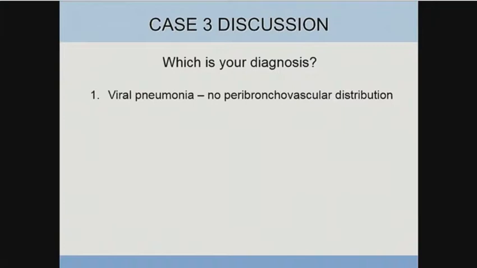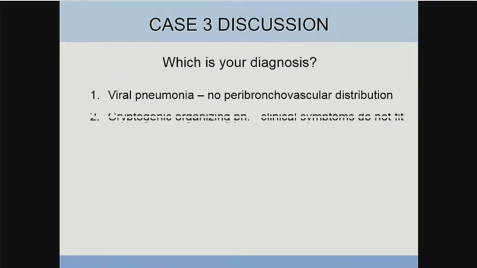Viral pneumonia, normally there is no peribronchovascular distribution of lesions, even focal lesions you see in viral pneumonia. There may be centrilobular lesions in some of the adenoviruses, but peribronchovascular distribution is normally not there. COP, the clinical symptomatology in this patient didn't fit. The patient presented with high fever, almost 40 degrees, chills, malaise. You don't see that in cryptogenic organizing pneumonia, which normally has subfebrile temperatures, a slow start, and the patients are chronically sick but not acutely ill.